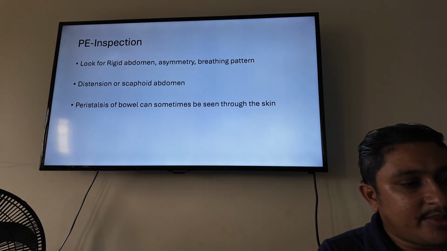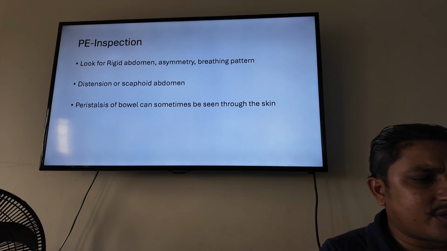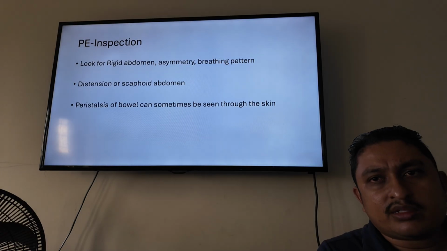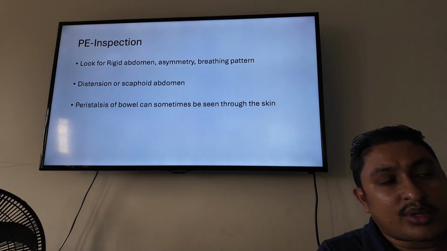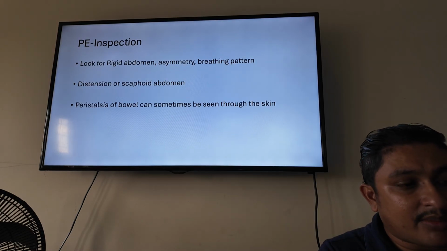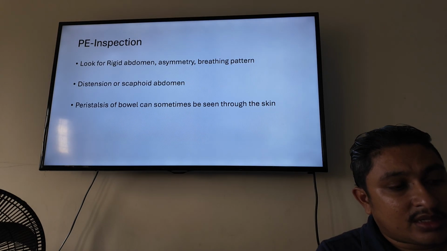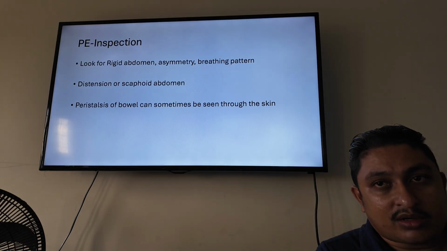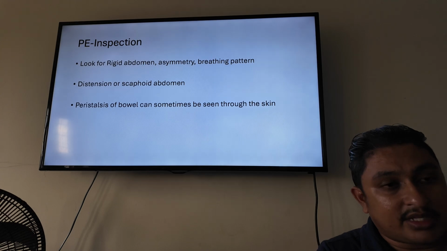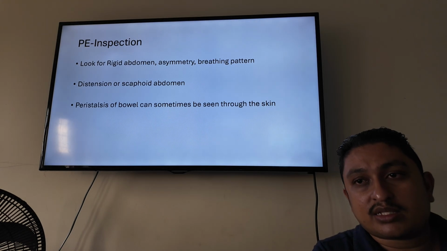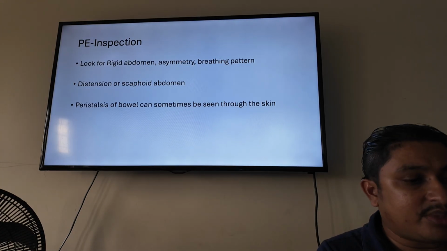You're looking at your abdomen. Is it rigid? Is it asymmetrical? Is the patient breathing properly? You see the rise and fall of the abdomen. Is it distended or scaphoid? In patients with a severe amount of high-grade intestinal obstruction, you can see peristalsis through the skin, especially in a very thin patient.